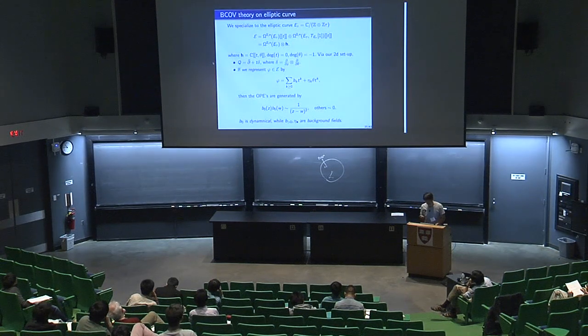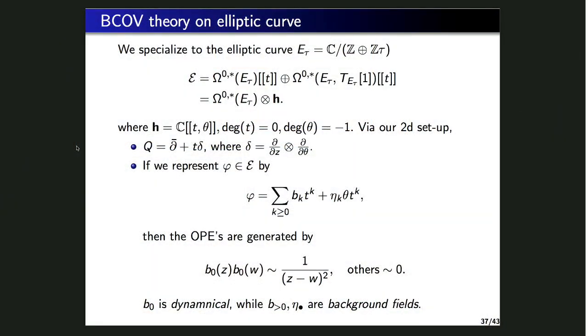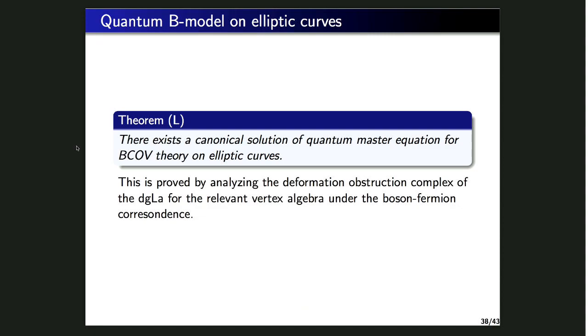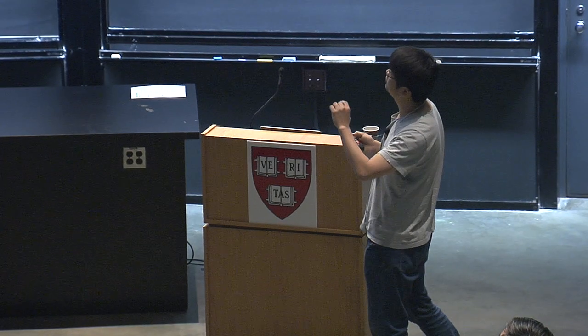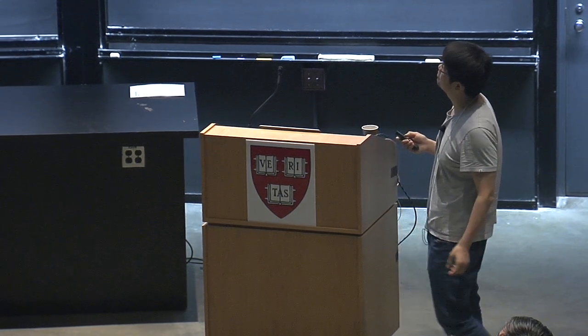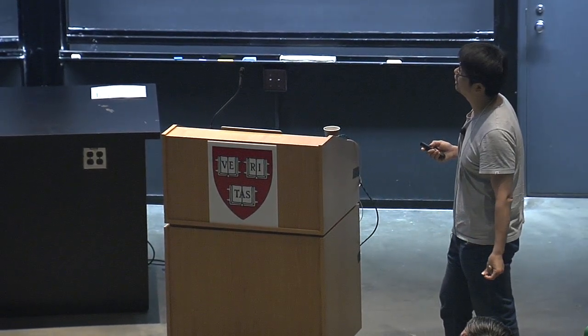And that's why, in solving this quantum B model, in this example, you will see a chiral deformation of this free boson arising from this Heisenberg vertex algebra. I'll explain the solution. The theorem is that there is a canonical solution of the quantum master equation for the B-model theory on the curve. Actually, this theorem is proved by the previous theorem that you can identify the solution of the quantum master equation in terms of a Maurer-Cartan element of a differential graded Lie algebra.